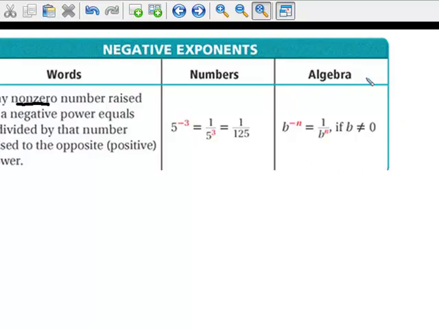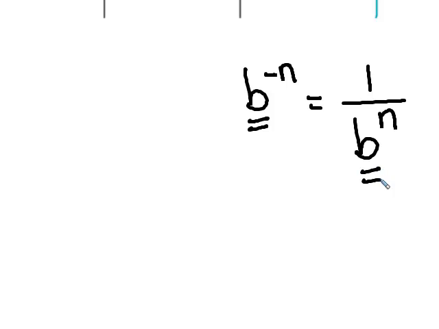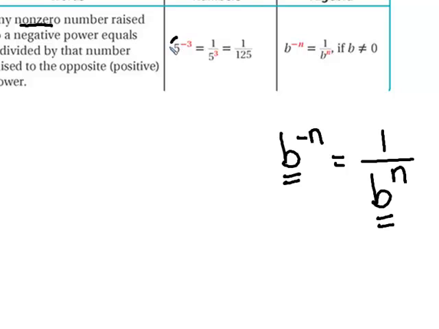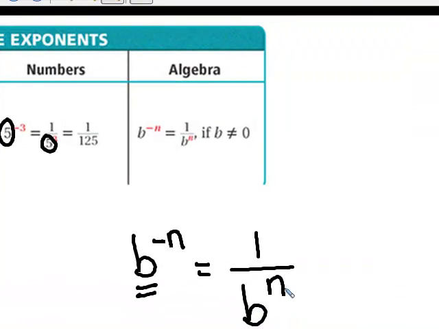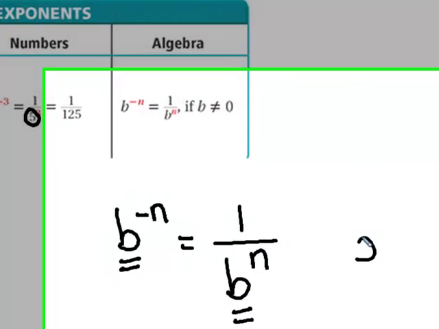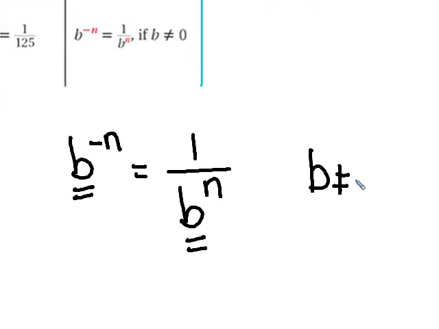Here is the algebraic form. I want you to write all of this down, but make sure you have this. b to the negative n is really 1 over b to the positive n. Notice that the base did not change. I did not make this b a negative b. I did not make this 5 a negative 5. It's the same number. I only changed the exponent. And again, here b cannot equal 0 because you cannot divide by 0.